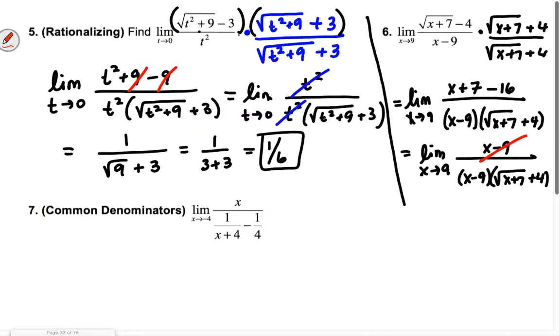So the x minus 9's cancel. Now we're able to plug in 9. So we have 1 on top. We have the square root of 16 plus 4. So we get 1/8 out. Okay, makes sense?